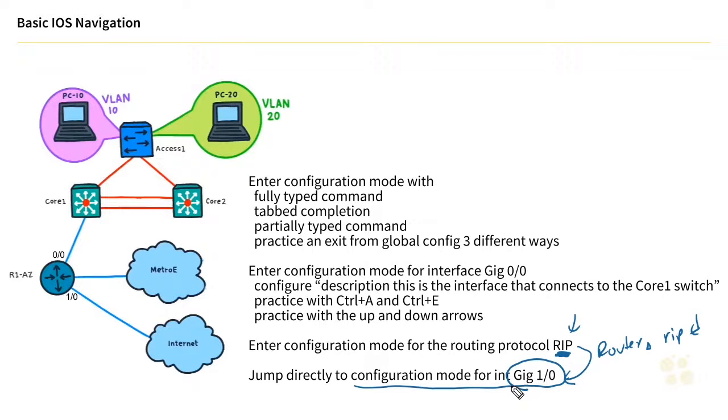Just give us some practice in knowing that if we need to or want to, we can jump from one logical subroom over to another one, like jumping from the routing process over to an interface, just by using the command interface gig 1/0, pressing enter, and it'll jump us directly to that interface configuration mode.